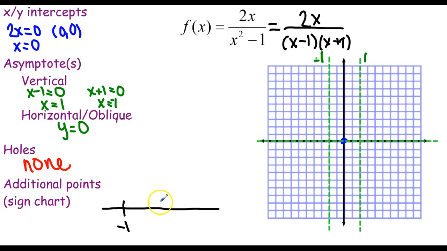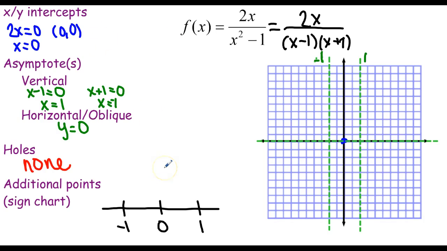The next important point that I'm going to pick is 0, because 0 is our y-intercept. I need to know if this is going to look like a parabola, with the same end behavior, or more like a cubic, with opposite end behavior. I need to figure out what's going on to the left and to the right of the y-axis. The last point I'm going to pick is 1, because again, that's my other asymptote. I need to figure out whether we are above the horizontal axis or below it.